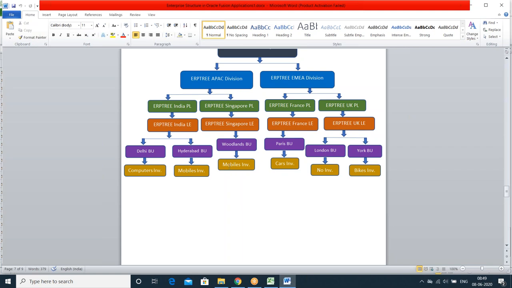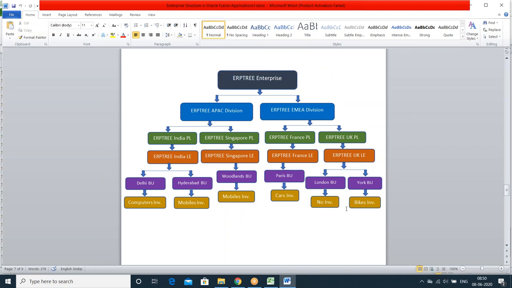So mobile-related inventory. In Singapore, they have separate operations in the Woodlands location. So they have a separate BU in this city and they are dealing with mobiles. In Paris, they are dealing with car-related sales. And in London, there is no inventory because they are dealing with services. In the case of services, no inventory. In our BU, they are dealing with bike sales, etc. So bikes inventory. This is how you have to create the enterprise structure as per the business.